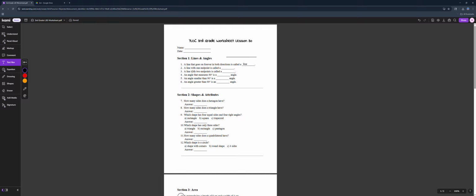And then number 2, a line with one endpoint is called a, what that means is, say this circle here is a dot that represents one endpoint, but then the line still moves in a direction. That means this is a ray. And then a line with two endpoints, which just means you have two of these, would be called a line segment.